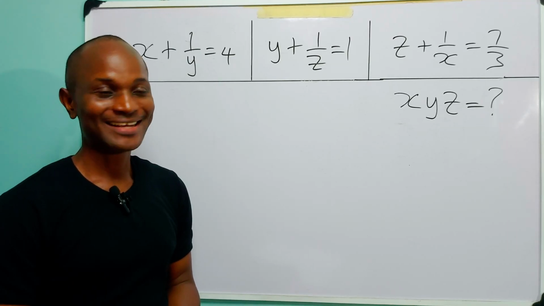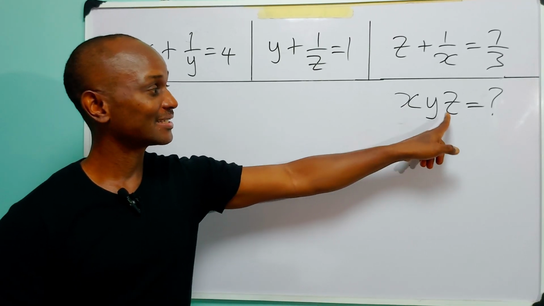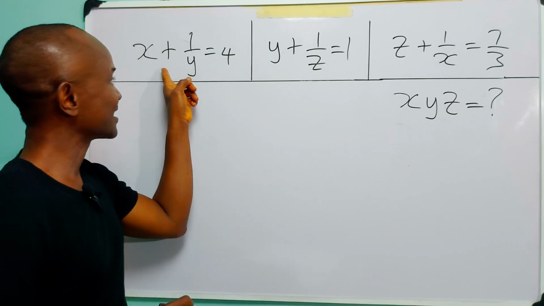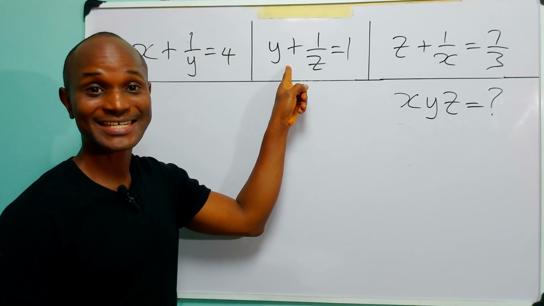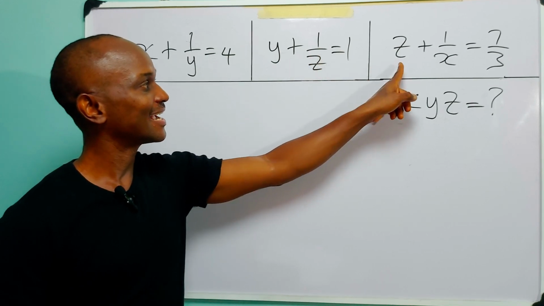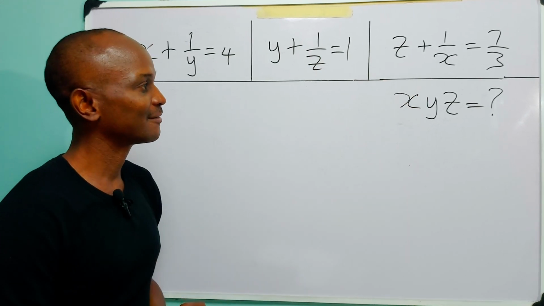Hello and welcome. Our task for today is to find the value of this product x times y times z, given that x plus 1 over y is equal to 4, y plus 1 over z is equal to 1, and z plus 1 over x is equal to 7 over 3.